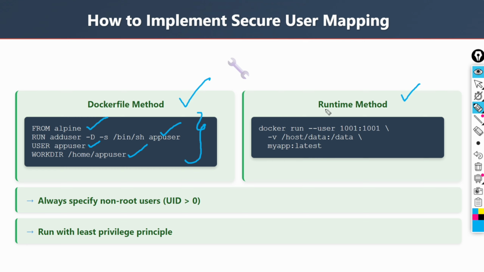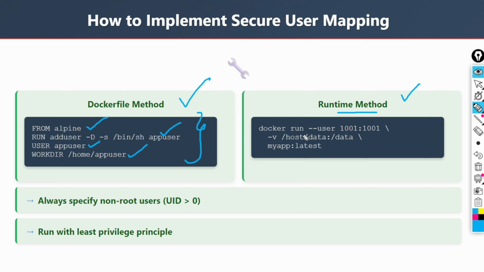Coming to the runtime method, as I said, this sets the user at the time of running the container, and this was the command: docker run --user UID:GID -v /host/data:/data myapp:latest. I will explain all the arguments. Let's divide all these things. What exactly does this command do?